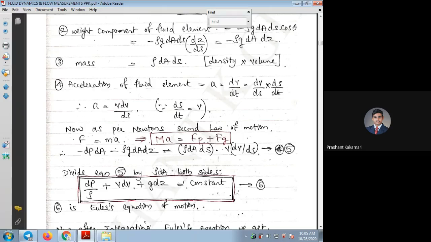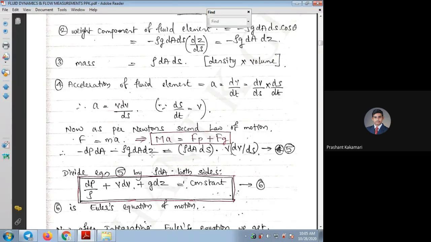On the other side, the pressure force. Effectively we are getting minus dp dA. This is the extra force opposing the flow. And the gravitational force is also acting downward, which we consider as minus rho g dA dz. After consideration, we have written the gravitational force as rho into g into dA dz.